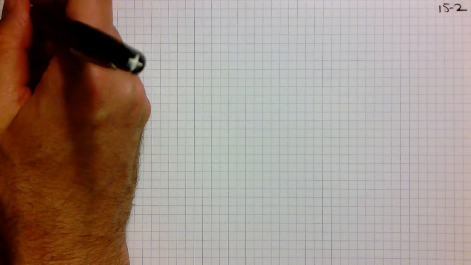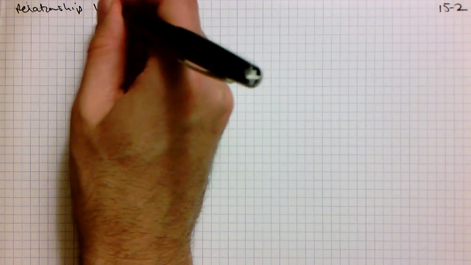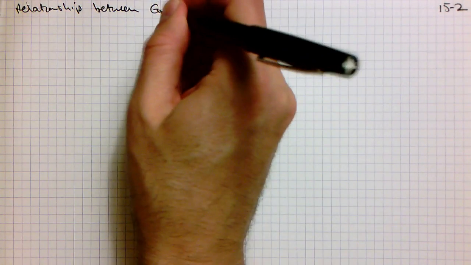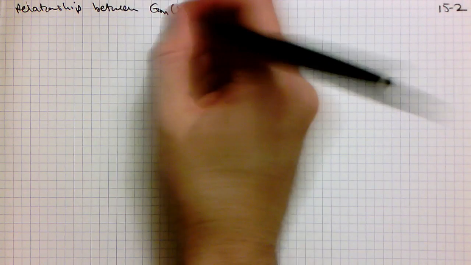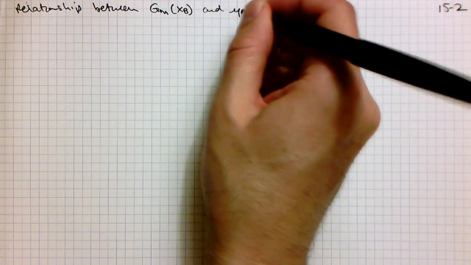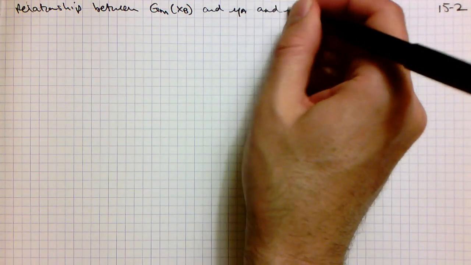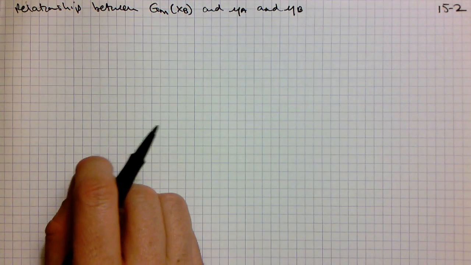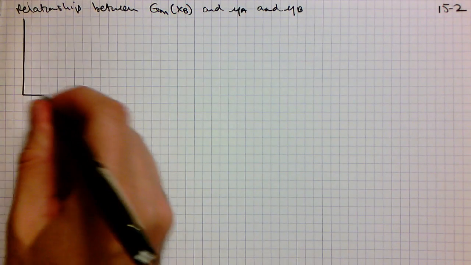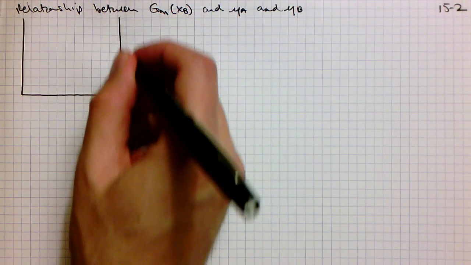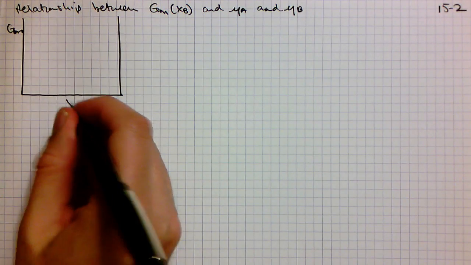Okay, so now we want to discuss the relationship between Gm, the free energy per mole, which is a function of the concentration, and the chemical potentials, mu A and mu B. Okay, so let's say we have a graph of the free energy per mole, Gm, as a function of the concentration xb.